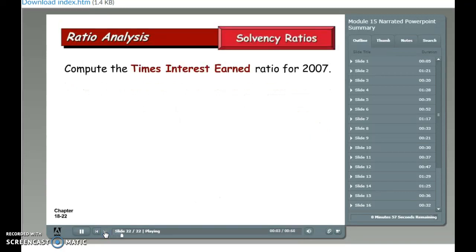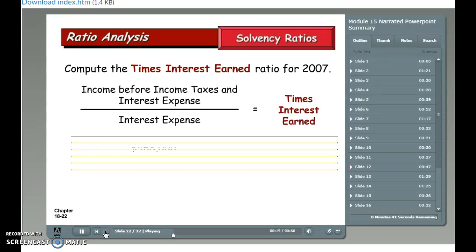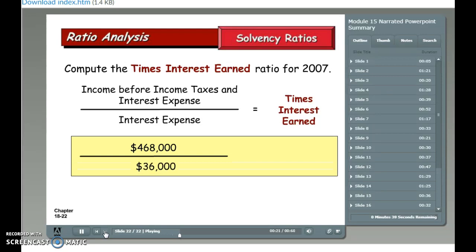Another solvency ratio is the times interest earned, which is calculated by using income before income taxes and interest expense, sometimes referred to as EBIT, in the numerator. This amount is divided by interest expense. Quality's times interest earned is 13 times.